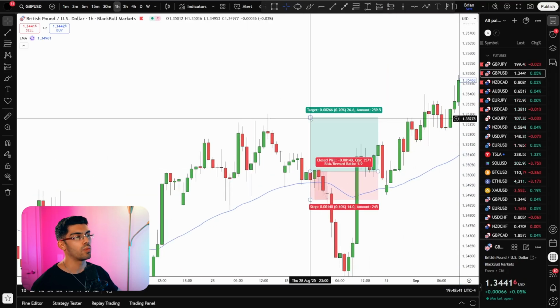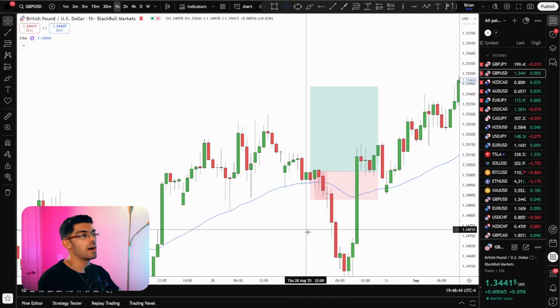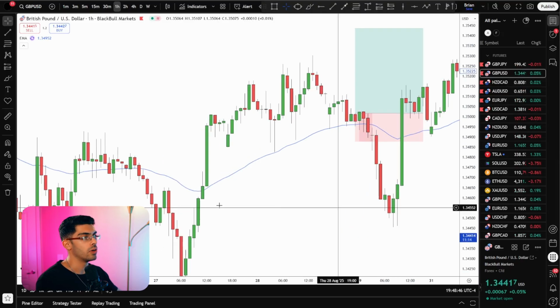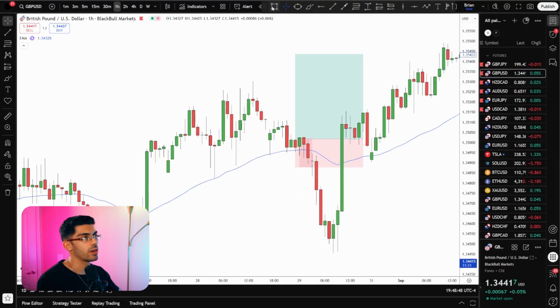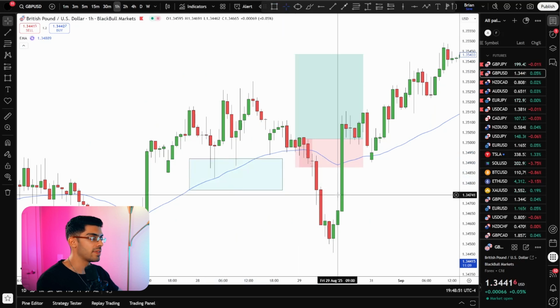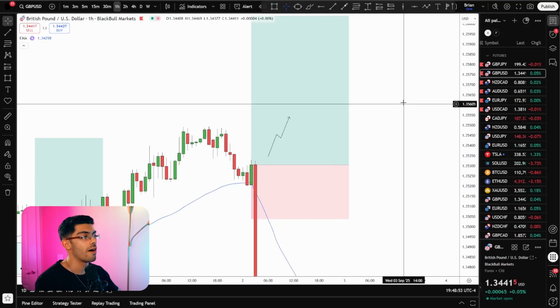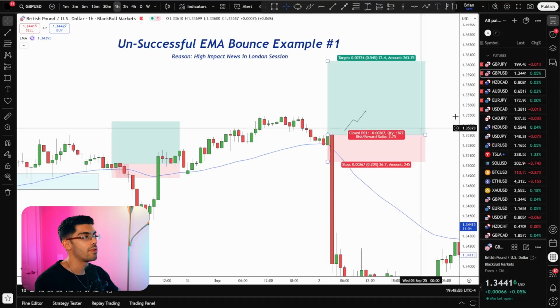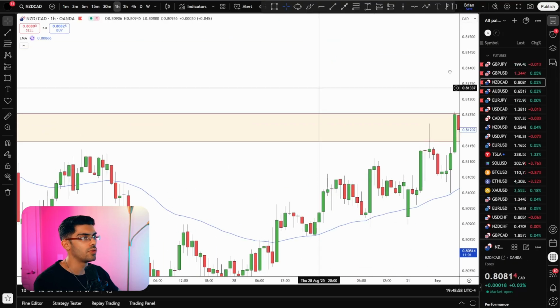But let's just say you did want to take this trade. It wouldn't have played out because the market just simply broke below. But as you see, for the most part, the market is going to hold. And that's why I have a bunch of examples for you guys. And you can also go out and backtest this and see just how effective it really is. So let's go into NZD CAD.